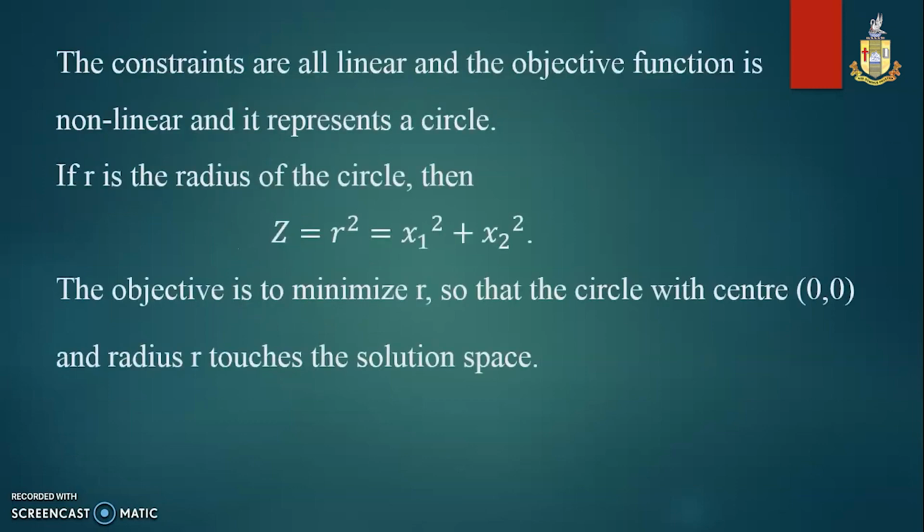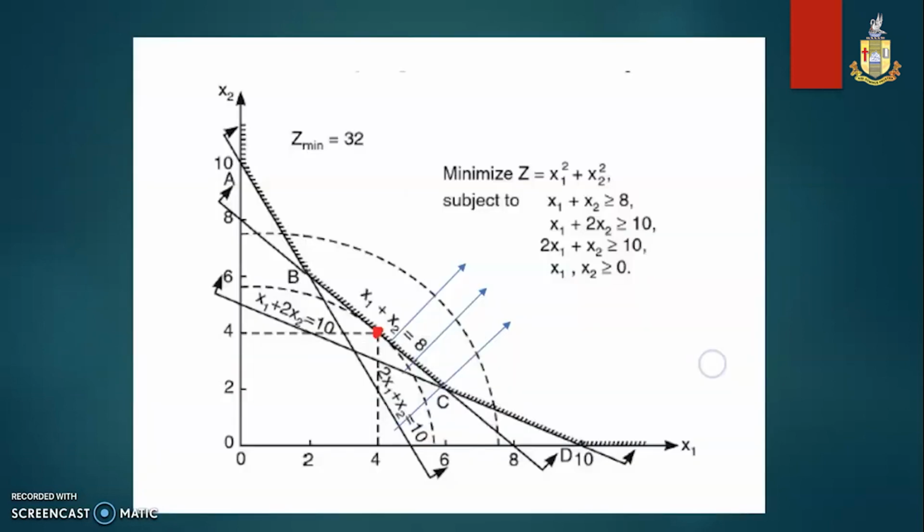Here the constraints are all linear and the objective function is non-linear and it represents a circle. If r is the radius of the circle, then the objective function is z equal to x1 square plus x2 square, which is equal to r square. Our objective is to minimize r so that the circle with the center 0, 0 and radius r touches the solution space. So this is the graphical solution of the given nonlinear programming problem.